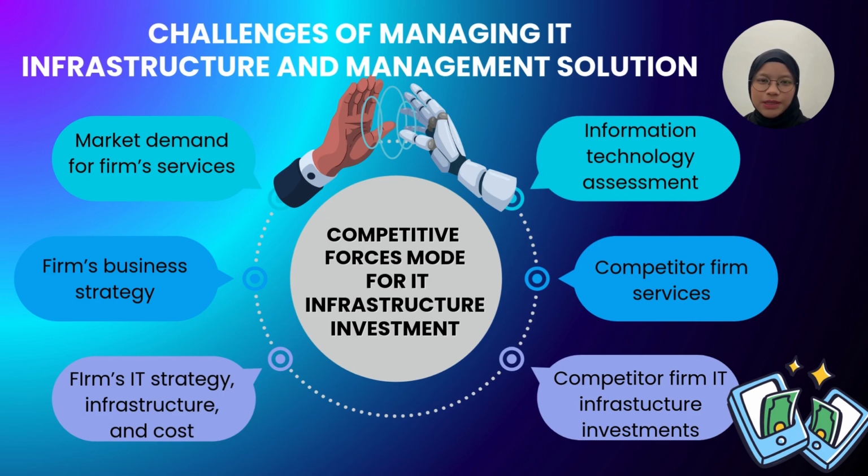Number five is competitor services. Compare your services with competitors. If theirs are better, you are at a disadvantage. Find areas where your service can be improved or made more efficient. And the last one is competitor IT infrastructure investments. Benchmark your IT spending. You don't have to spend more than competitors, just spend smart. If your low spending is causing poor performance, it is time to adjust.